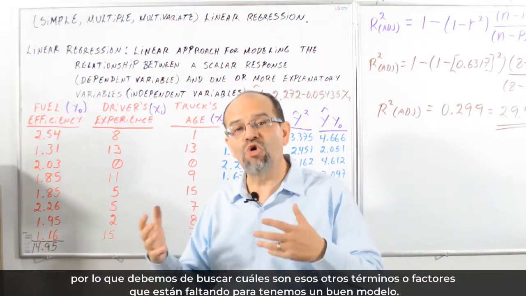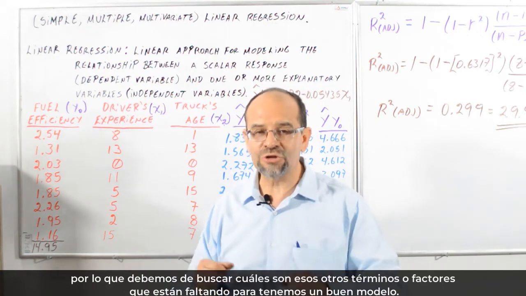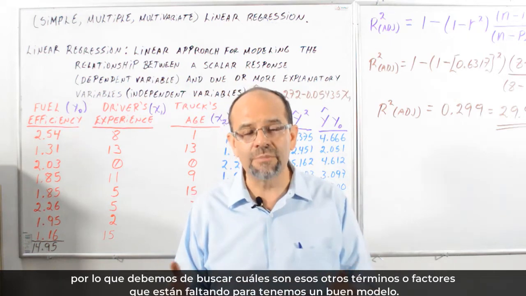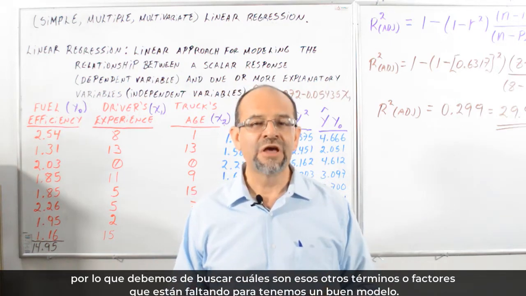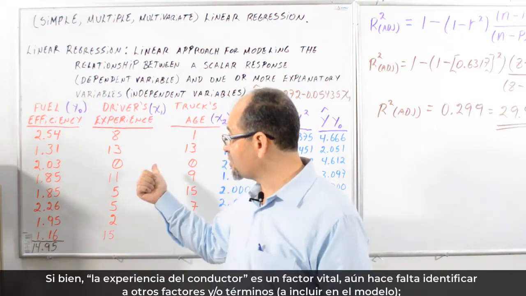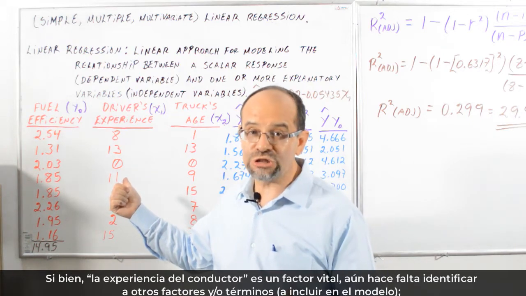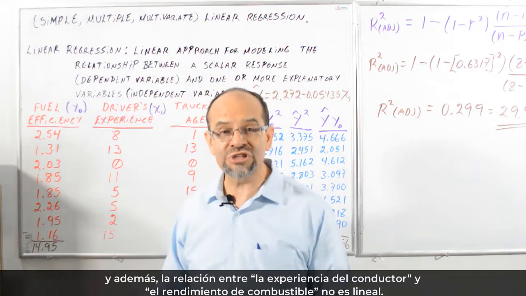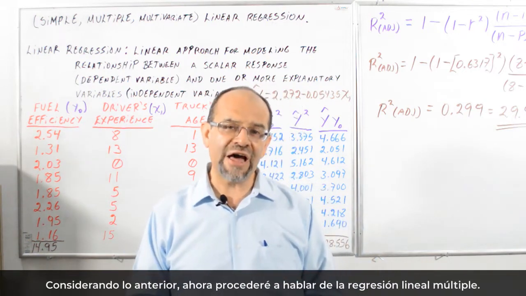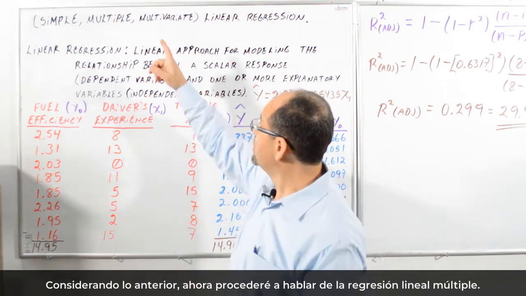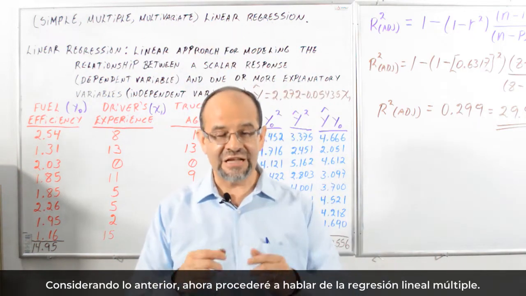So we should look for other terms and or other factors to identify what is missing, because we are not having a good model. Well, with all of this, we have already concluded that this is a vital factor, but we are still missing factors and or terms, and the relationship that we are having between those two variables is not linear. Because of that, now I will proceed to talk about multiple linear regression, and that's the next step.